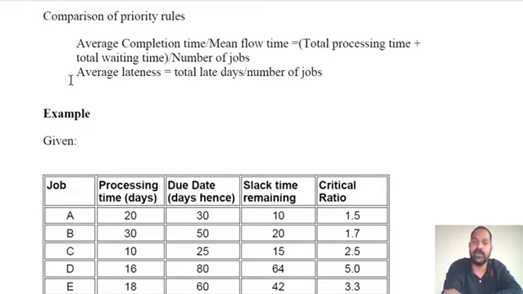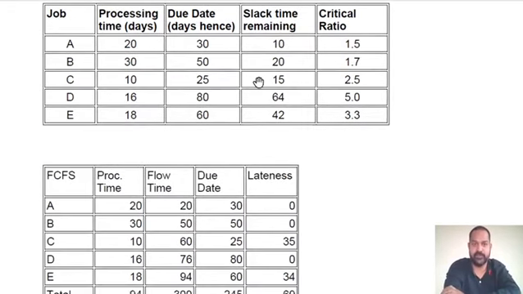And I'm going to calculate something called an average lateness. As and when I continue, I will tell you what that means. So let's come to the question. If this is the question, the first thing I'm going to do is sequence the jobs according to first come first serve basis. According to first come first serve, I will process the jobs as they have come. So my sequence will remain A, B, C, D, E.